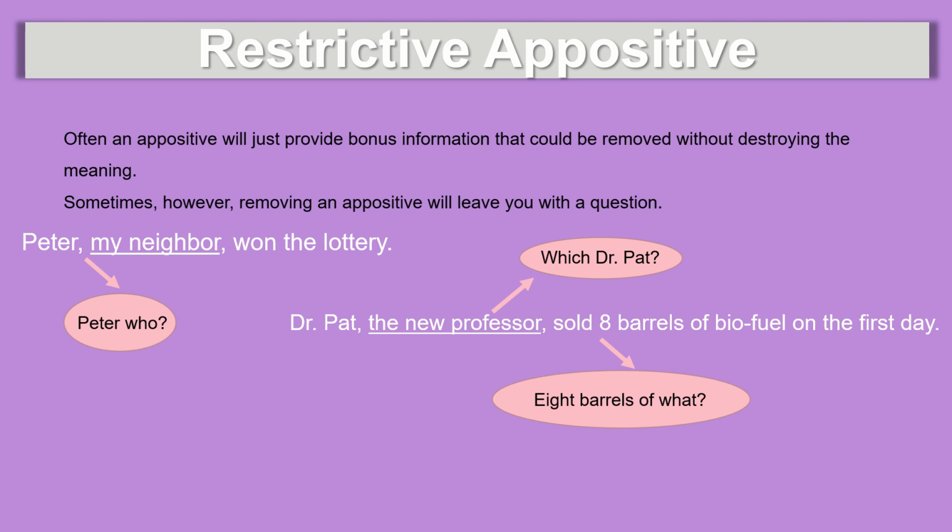The new professor, the appositive, explains or describes who Dr. Pat is. Sometimes providing the appositive will help your listener understand which one, who, is the one you are talking about. When an appositive is essential for understanding, it is called a restrictive appositive. When an appositive is needed to give more information to make your point clearer, it is called a restrictive appositive.